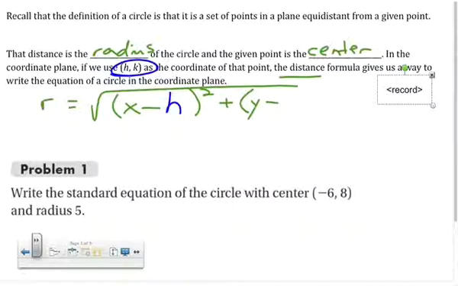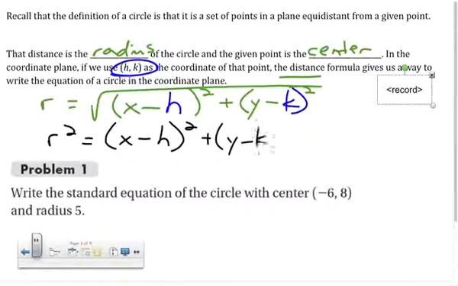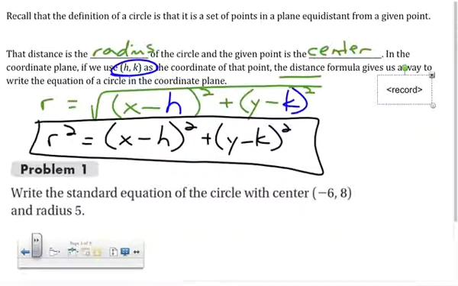So, x minus h plus y minus k is what you're looking at in that distance formula. But the standard form of the equation doesn't like this square root sign in it, so we're just going to square both sides of the equation. So what we end up with is r squared equals x minus h quantity squared plus y minus k quantity squared. And that standard form of the equation basically sums up everything that we're talking about today.